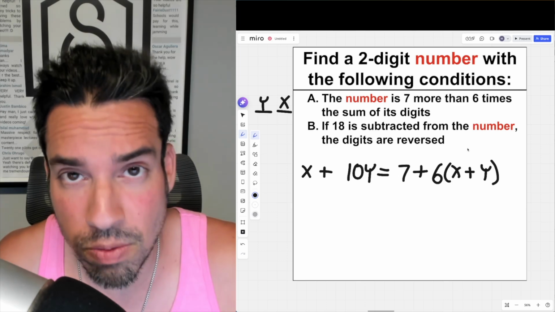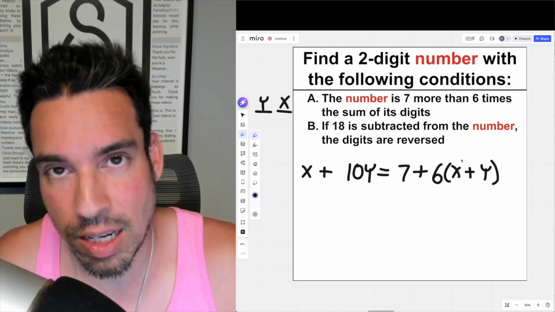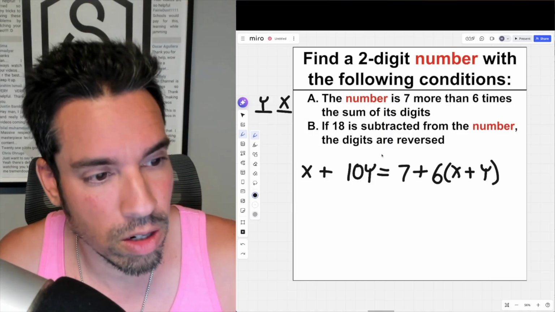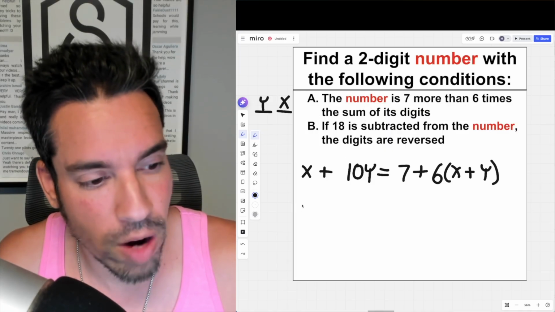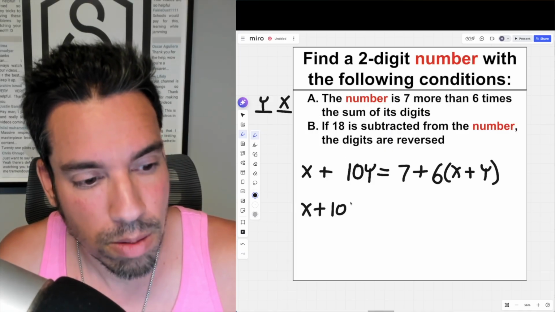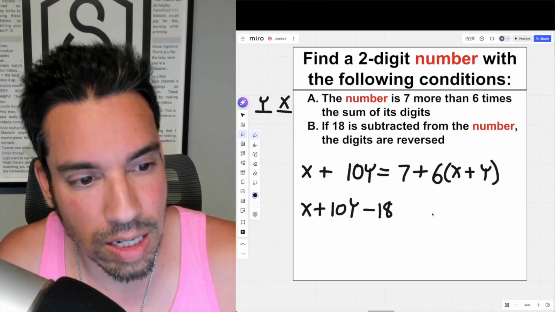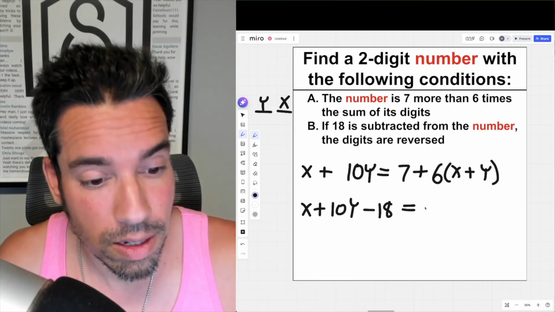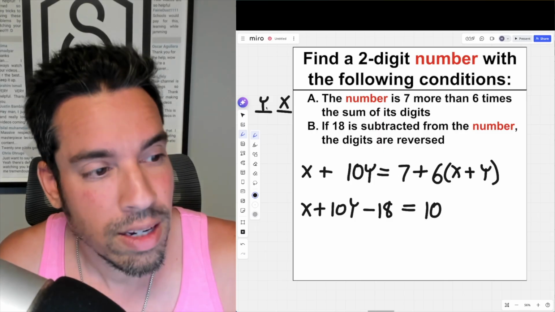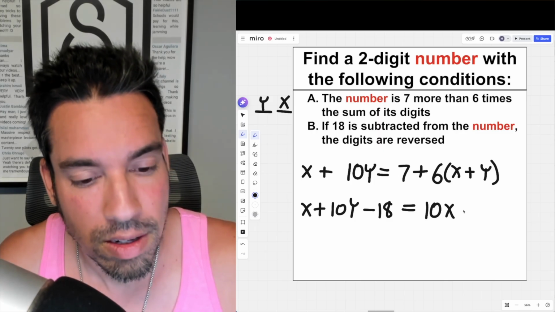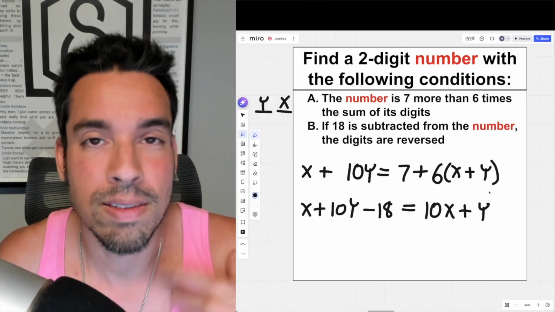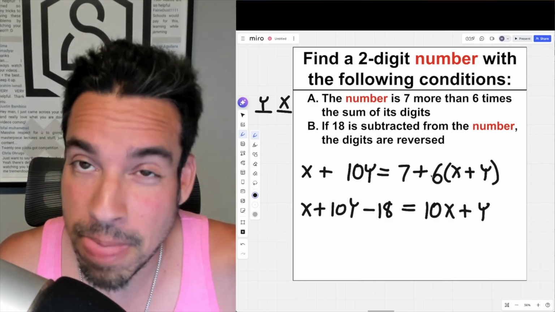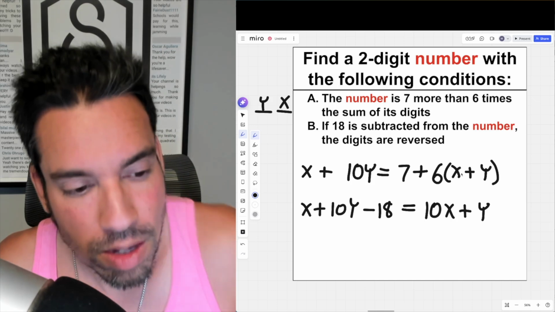The only problem is I've got two variables. One equation, two variables, not solvable. But I can get a second equation right here. If 18 is subtracted from the number, so again, X plus 10Y minus 18, the digits are reversed. Meaning, if I now multiply the X by 10 and add the Y as its digit value, I'm going to get the number. We're going to get a true equation. Now we have two amazing equations. Now we can start to solve.